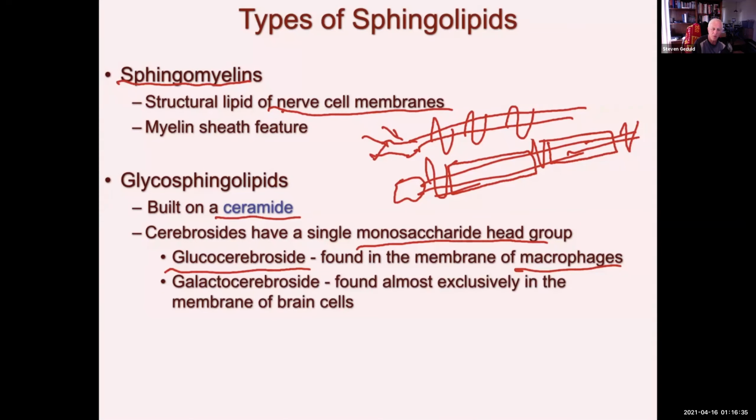Galactocerebrosides are found almost always in the membrane of your brain cells. So in the glucocerebrosides, glucose is the monosaccharide head. In galactocerebroside, galactose is the monosaccharide head on that group. Remember, glucose and galactose are both monosaccharides. The only difference between them is that at the number 4 carbon, the OH group is in a different orientation. That's the only difference between glucose and galactose.